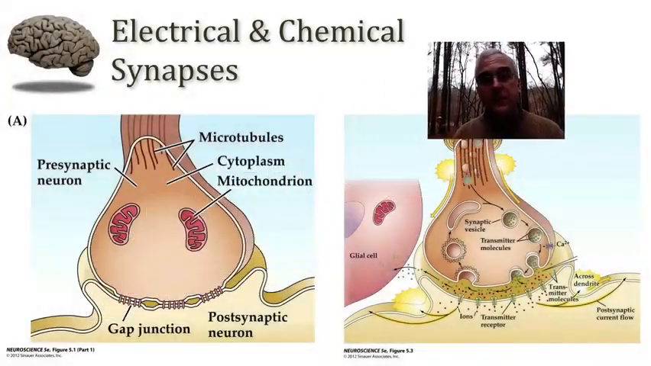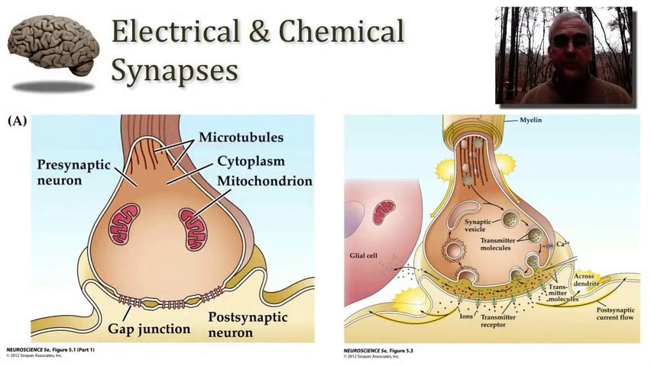Okay, now we're ready to consider some general properties, both structural and functional, of a typical chemical synapse. And so if we look again at figure 5.1 from your book, we see on the right-hand side an illustration of a typical chemical synapse.